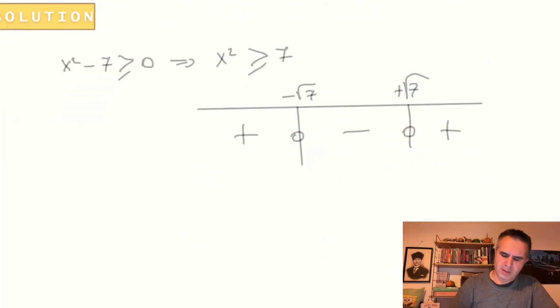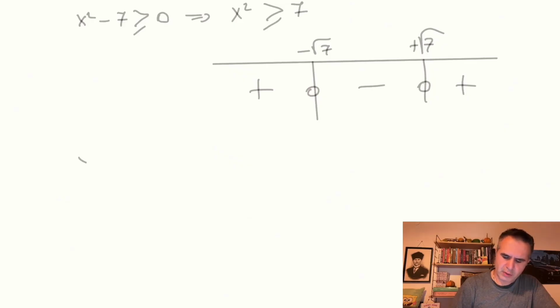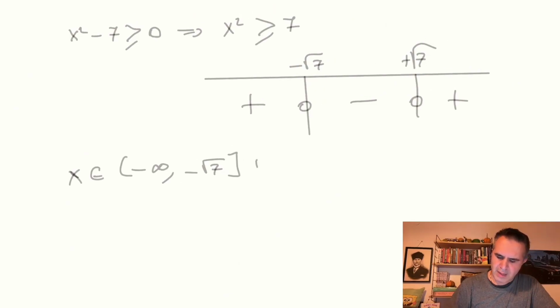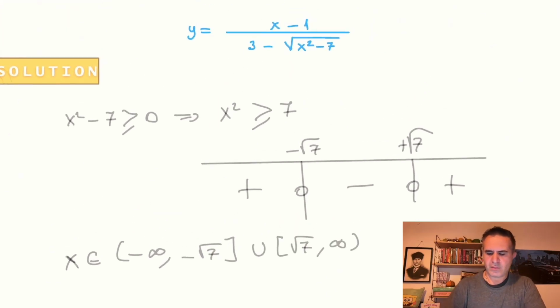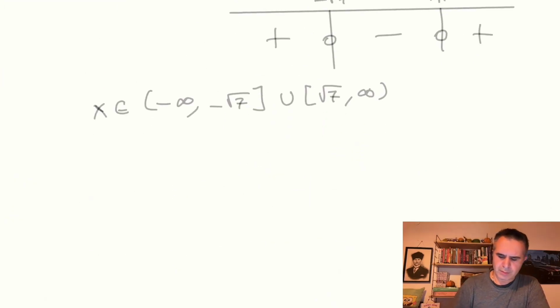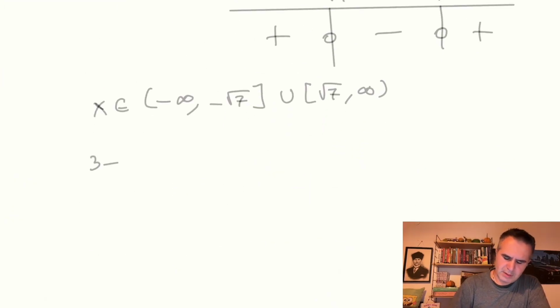So x should be an element of minus infinity to minus square root of 7, and plus square root of 7 to plus infinity. However, there is one point. The denominator cannot be 0. So 3 minus square root of x squared minus 7 cannot be 0.